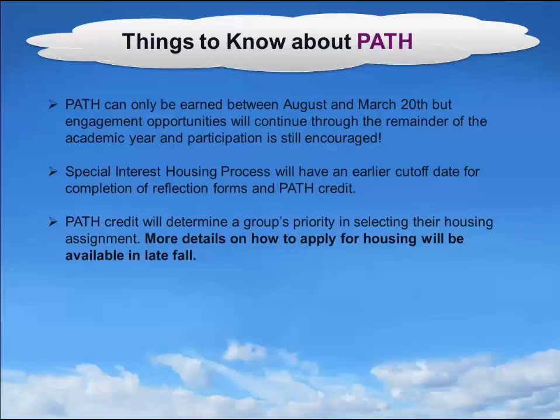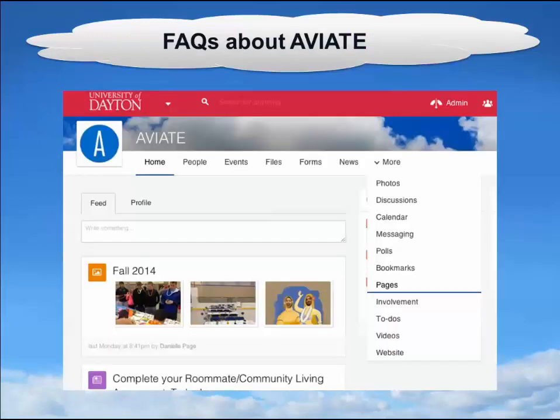While we recognize there remain more details of the housing assignment process to explain, for now it is primarily important to recognize that PATH credit will determine a group's priority based on the combined sum total of each individual's PATH credit for the group. More details specific to the housing application process will be shared late fall. In the meantime, we recognize that all of this is new, and as with all new things, there are likely to be a number of questions.